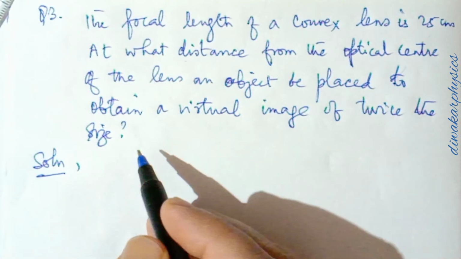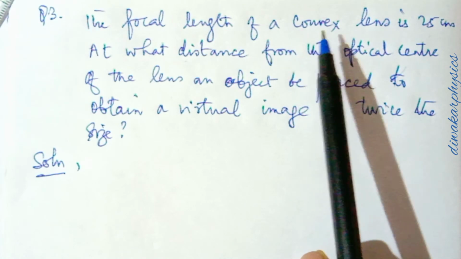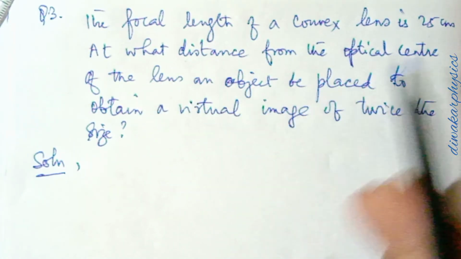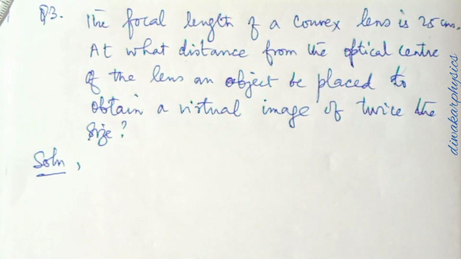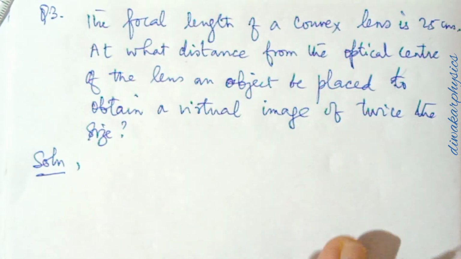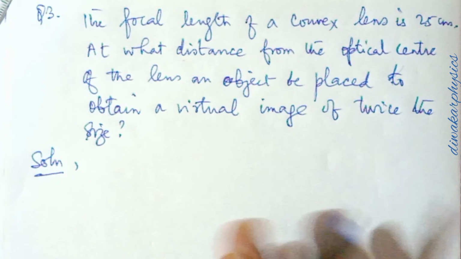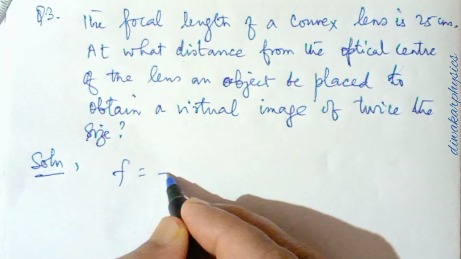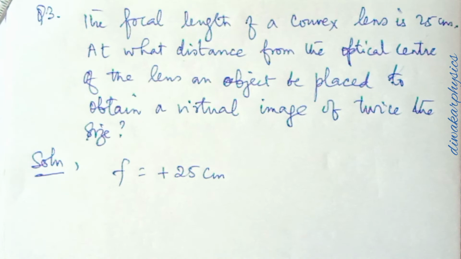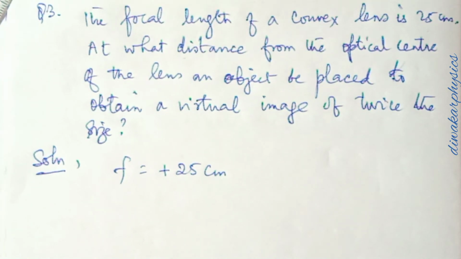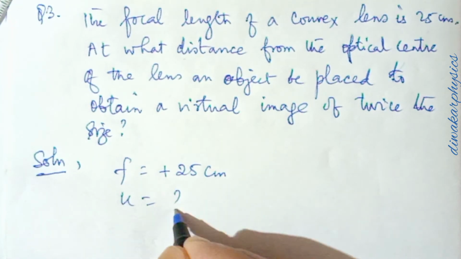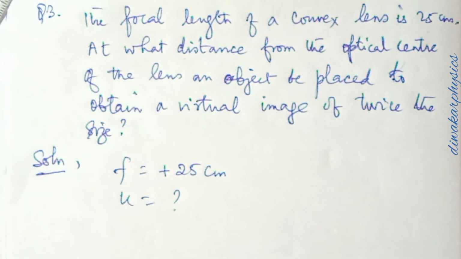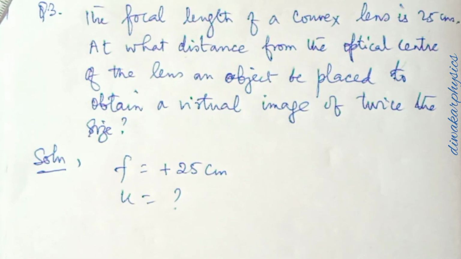Okay, so we'll go to the next question. The focal length of a convex lens is 25 centimeter. At what distance from the optical center of the lens should an object be placed to obtain a virtual image of twice the size? So here focal length is given. So f is equal to plus 25. Focal length of a convex lens is positive. At what distance from the optical center should the object be placed? So u you have to find. So that the virtual image is of twice the size.